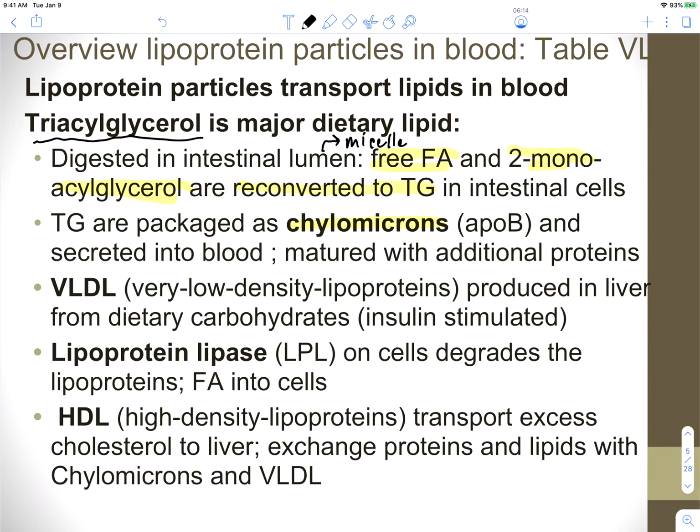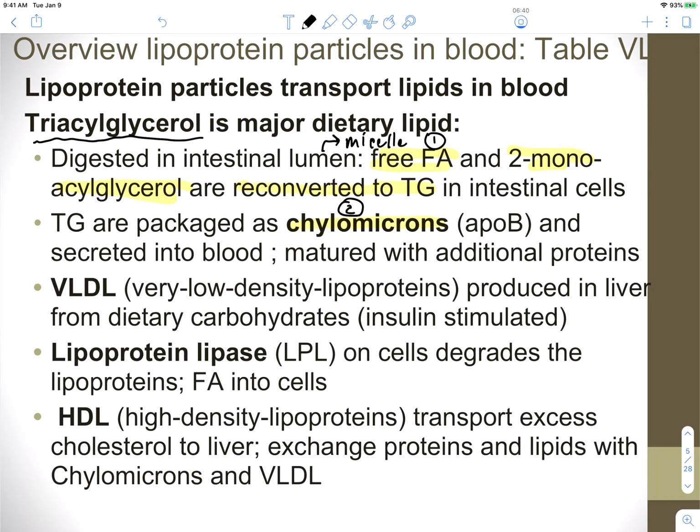Micelles are emulsions that occur in the lumen with bile salts, and they are what transport fats in the lumen of your gut. But micelles never get absorbed. Rather, they release your free fatty acids and monoacylglycerols, which we'll talk about. So this you can think of as part one. Part two of your dietary fat story is packaging into a chylomicron.